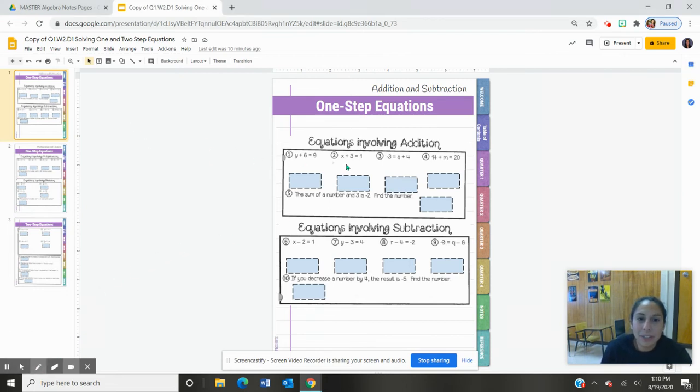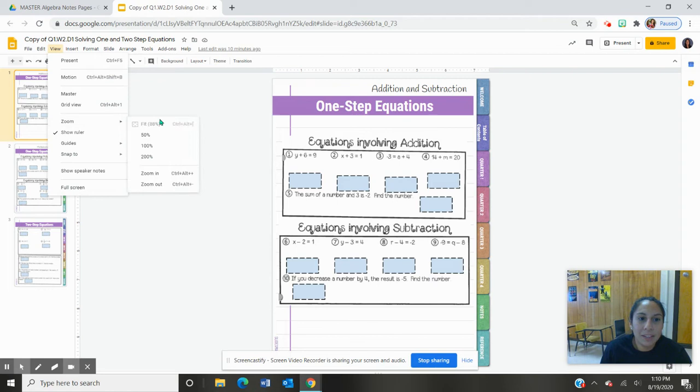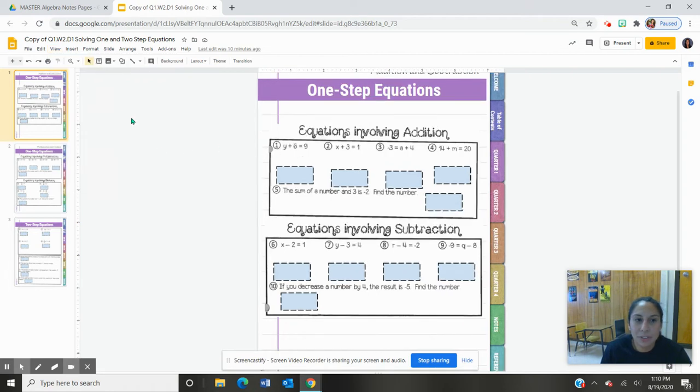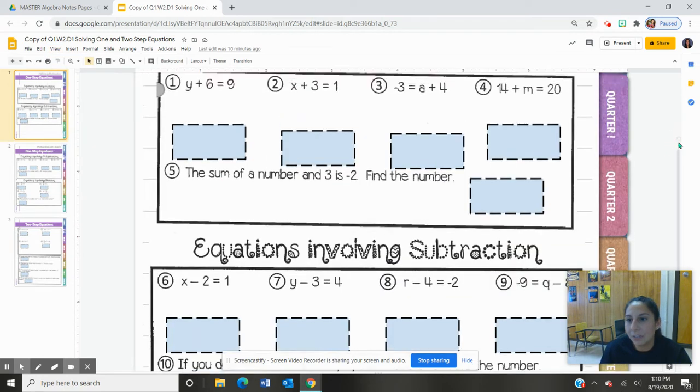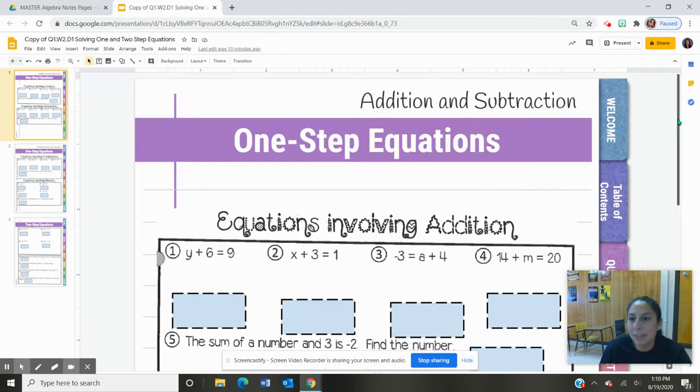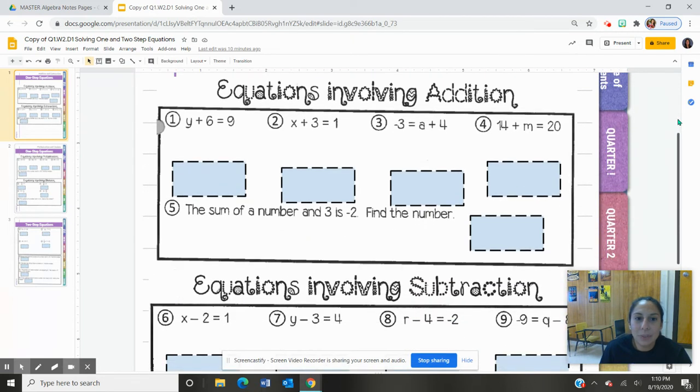The first example that you have here, we're looking at problems with addition, and the second part, we're looking at problems with subtraction. So when we're looking at these, I'm going to make it a little bit bigger so we can actually see. I'm going to zoom in, and you can do the same on yours as well so you can see them better. Okay, so looking at the first example, you'll notice that it says y plus 6 is equal to 9.